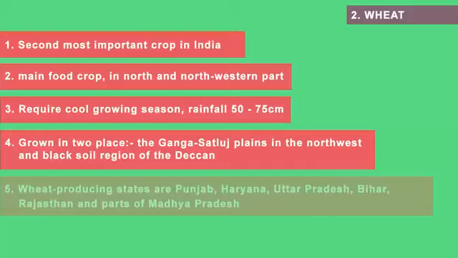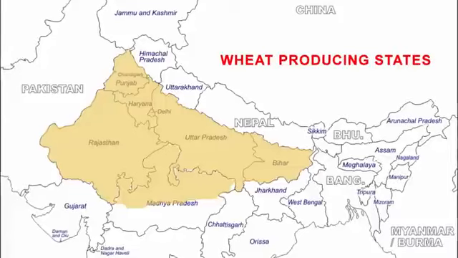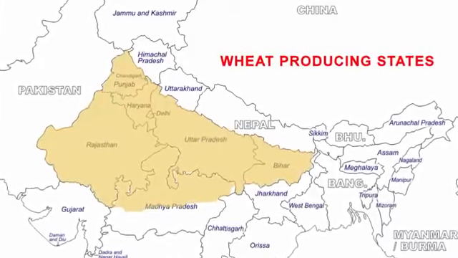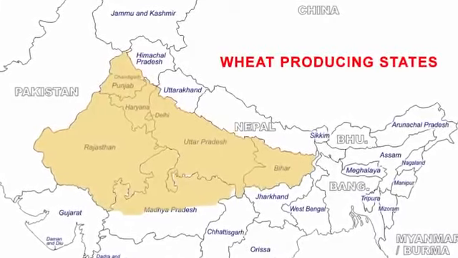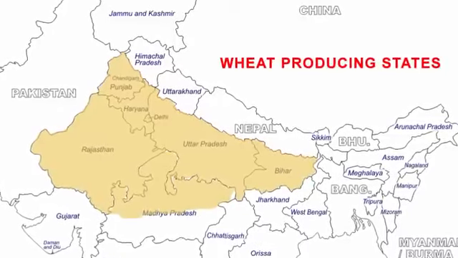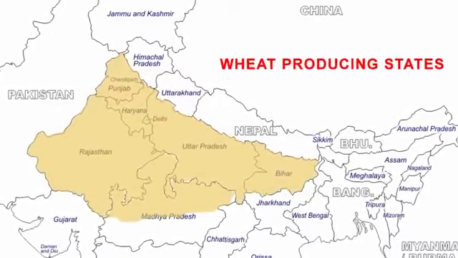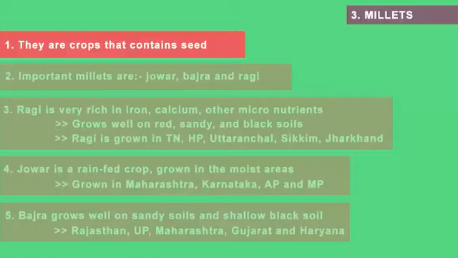Here the regions are Maharashtra, Madhya Pradesh, and the major wheat producing states are Punjab, Haryana, Uttar Pradesh, Bihar, Rajasthan, and Madhya Pradesh. So if you see, all of these places range from north to the central part of the country. And the next crop is millets.